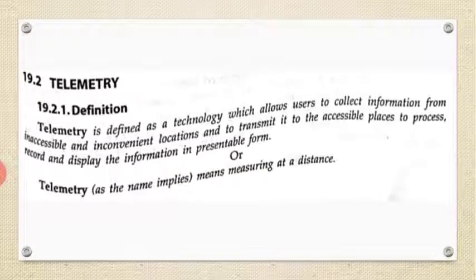Let us first define telemetry. Telemetry is a technology which allows the user to collect information from an inaccessible and inconvenient location and to transmit it to an accessible place to process, record and display the information in presentable form. So telemetry allows the user to collect information from the inconvenient location, and it is transmitted to the place where it is processed, recorded and displayed.